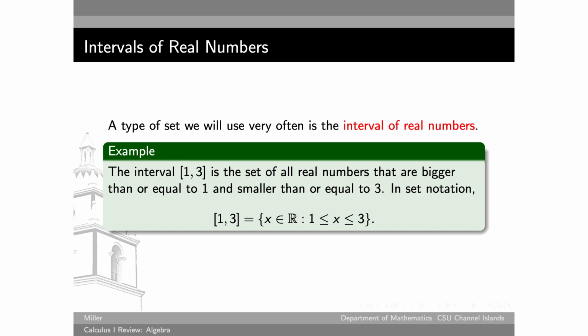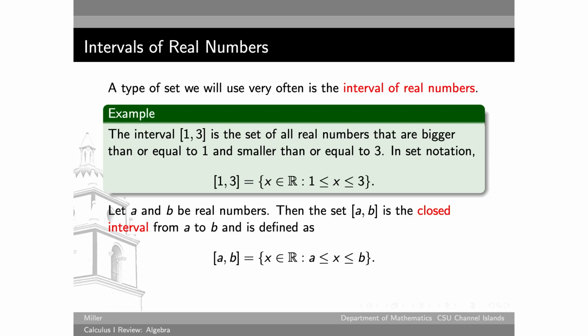A type of set we will use very often is the interval of real numbers. Here's an example. The interval from 1 to 3 is the set of all real numbers that are bigger than or equal to 1 and smaller than or equal to 3. In set notation, it looks like this.